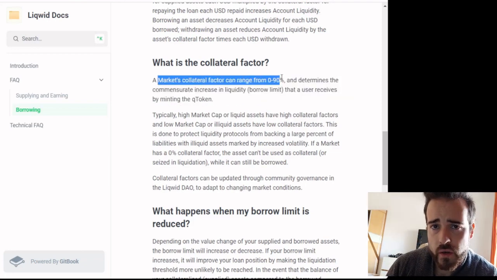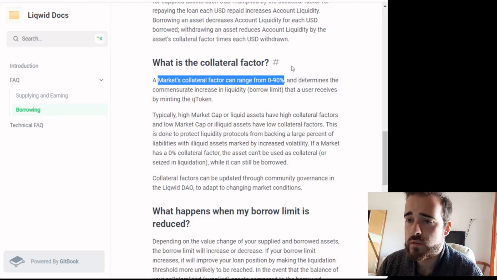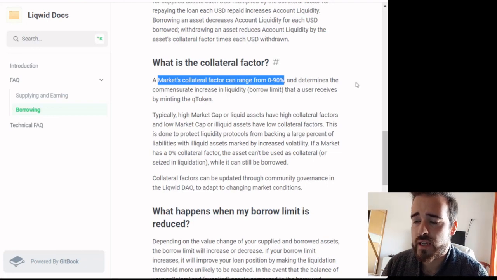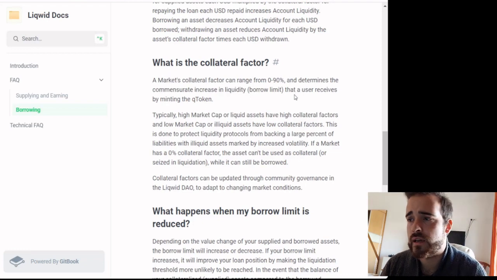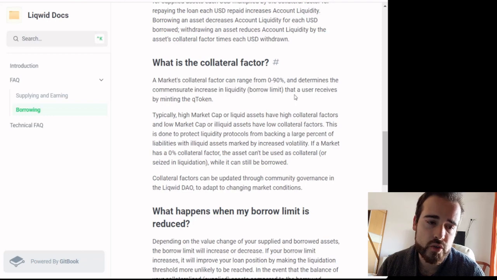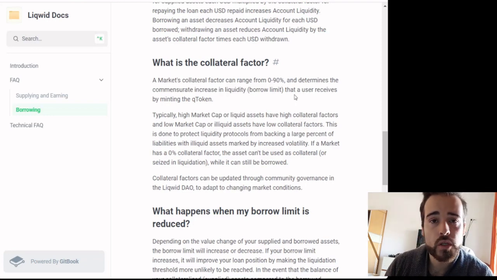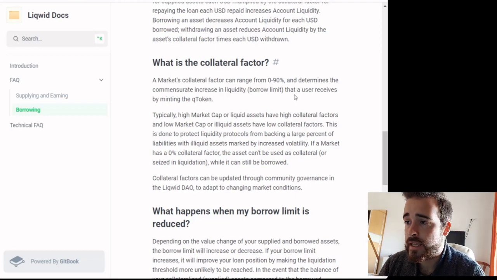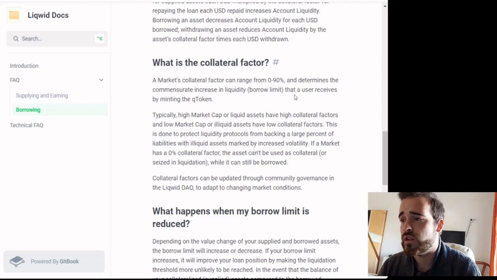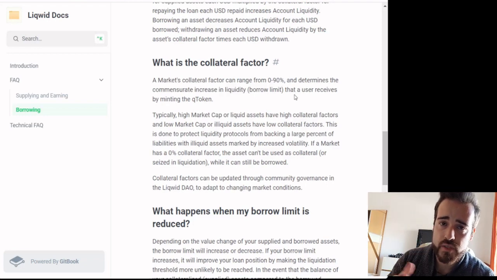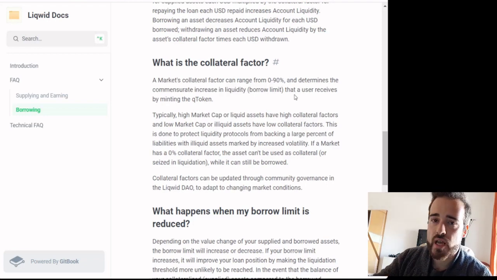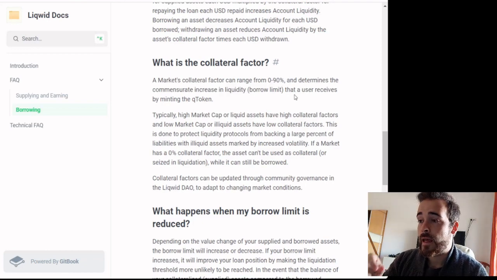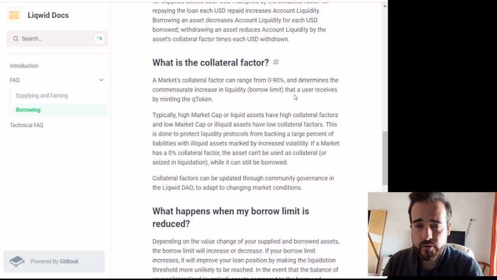So the market collateral factor is a variable that Liqwid uses in its calculations. And it's a very important variable in terms of how many assets you can borrow. So basically it ranges from 0 to 90%, and that determines, after you supply a few assets, what percentage of those assets you can use as collateral to get a new loan. And this is directly related with the tokens themselves. It's a value that is attributed to each asset and each token. Okay, and in fact it's attributed based on the market cap and the liquidity of the assets.